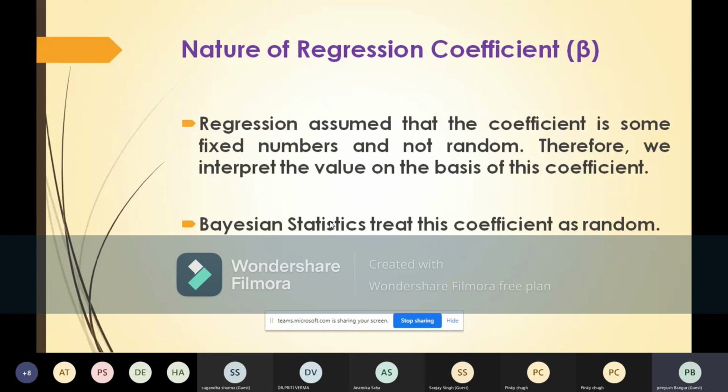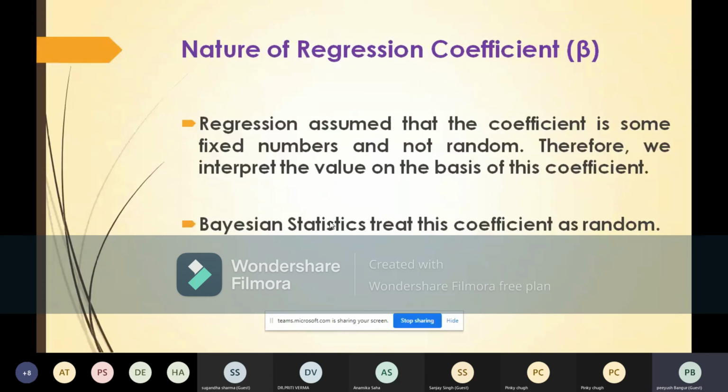The sign is the most important. If the sign of the coefficient is positive, that means the impact is positive. If the sign of the coefficient is negative, then the impact is negative. Bayesian statistics treat this coefficient as random. The core crux of Bayesian statistics is that the coefficient is always random, while other statistics say that this particular coefficient is fixed. So it hardly matters whether it is random or fixed.